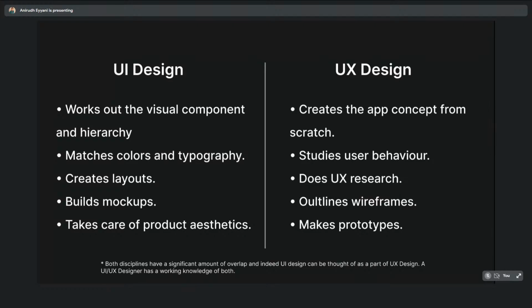In UX, we create the app's concept from the very beginning. We study users' behavior. There is a thing called UX research where the target audience is studied, what is their age, what they do, and everything, so that the application can cater directly to them. Then there is outline wireframing, we make prototypes, and so on and so forth. Both of these disciplines, even though they are different, have a lot of overlap. And therefore, UI and UX are sometimes used interchangeably, but obviously they are two different and very major disciplines in themselves.